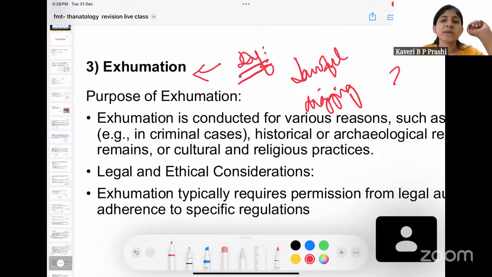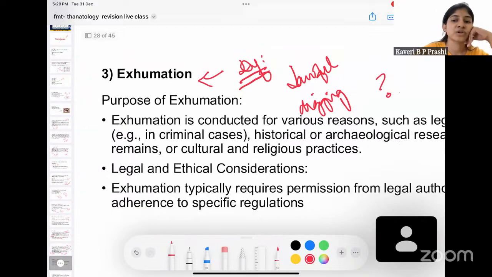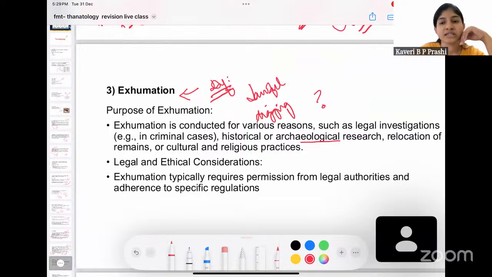So you might ask me, ma'am, after a body is buried, why do we have to dig it and take it out anyway? What is the purpose of exhumation? So exhumation is conducted for various reasons, okay, such as in criminal cases, historic or archaeological research, investigations to relocate the remains, or cultural and religious practices.